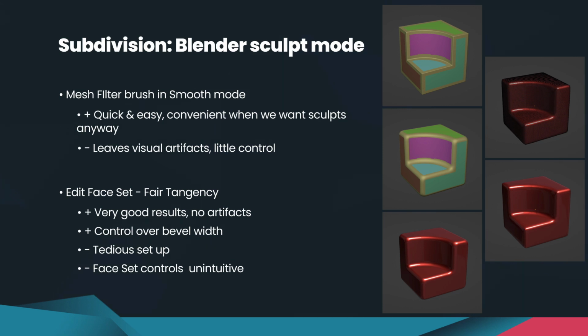Bevels are perfect with zero artifacts, similar to what we would obtain in ZBrush. More control over the width of bevels. We don't need to mask things, bevels are controlled directly by face groups that we can grow and shrink. It's tedious to set up. The creation of face groups in Blender is a bit flawed and unintuitive. Still, this is a degree of control we don't get with the Smooth modifier.